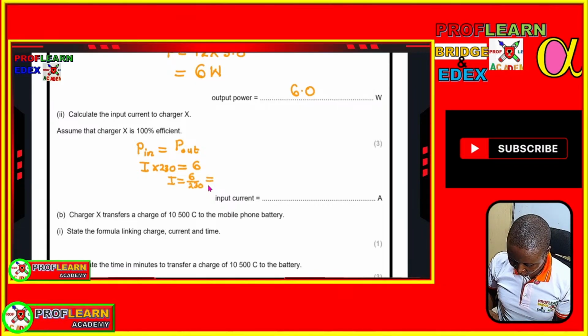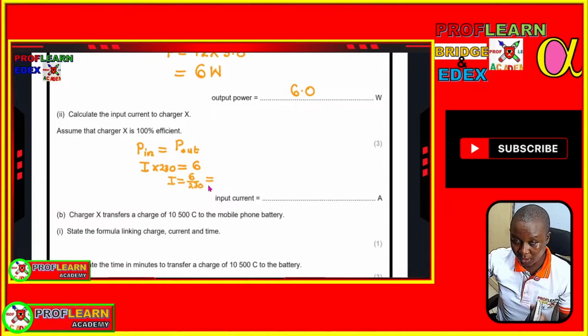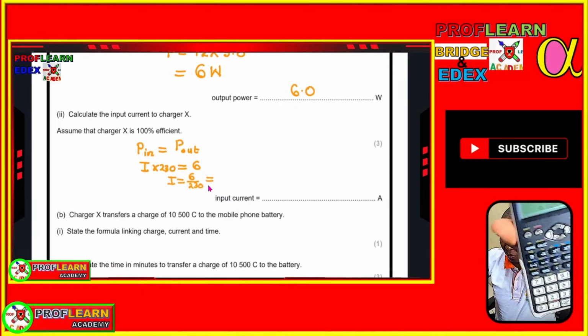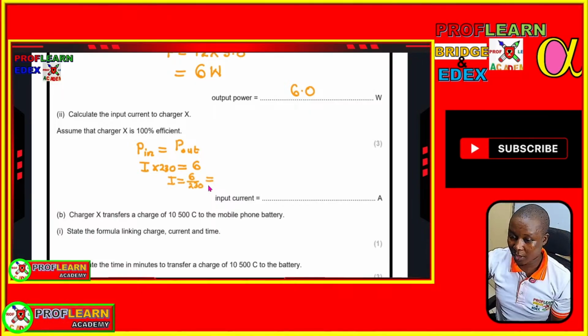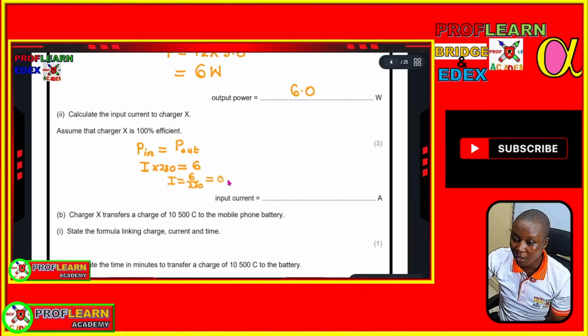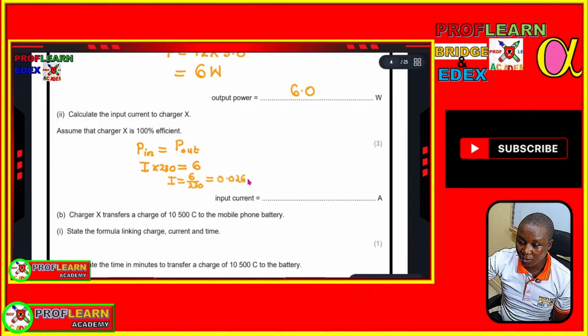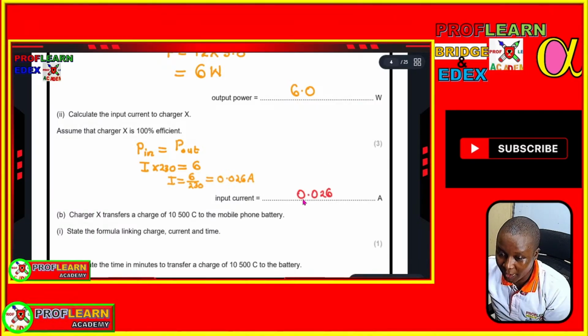If we do our calculation here, 6 divided by 230, that becomes 0.026 amperes in that case. And well, we can now move to the next part.